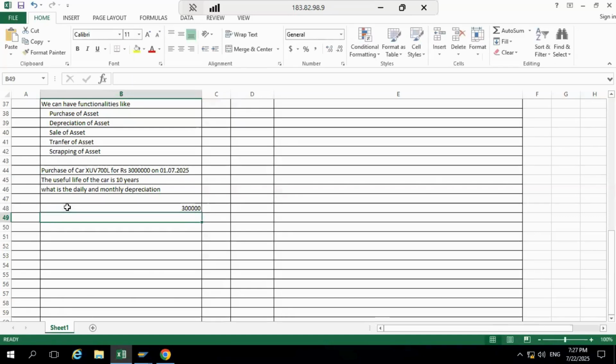1 minute. I'll put it in this way. Yearly depreciation. Okay. This is the formula, divided by 10 years. Daily depreciation, this divided by 365 days. So every day 821 rupees is our depreciation value.